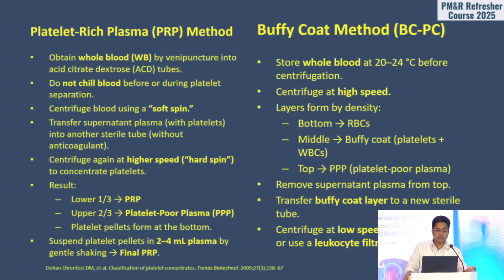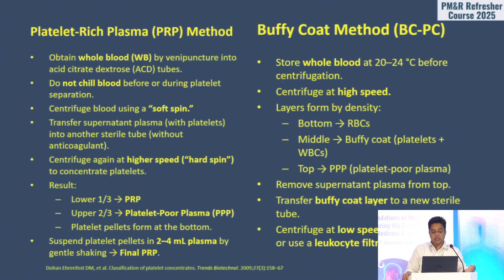In the platelet-rich plasma method, obtain whole blood into ACD tubes. Do not chill the blood before or during platelet separation. Centrifuge the blood using a soft spin, transfer the supernatant plasma with platelets into another sterile tube without anticoagulants, and centrifuge again at a higher speed to concentrate the platelets. The result: the lower 1/3 is your PRP and the upper 2/3 is platelet poor plasma, and a platelet pellet forms at the bottom. Suspend the platelet pellet in 2 to 4 ml of plasma by gentle shaking, and this is the final product of PRP.